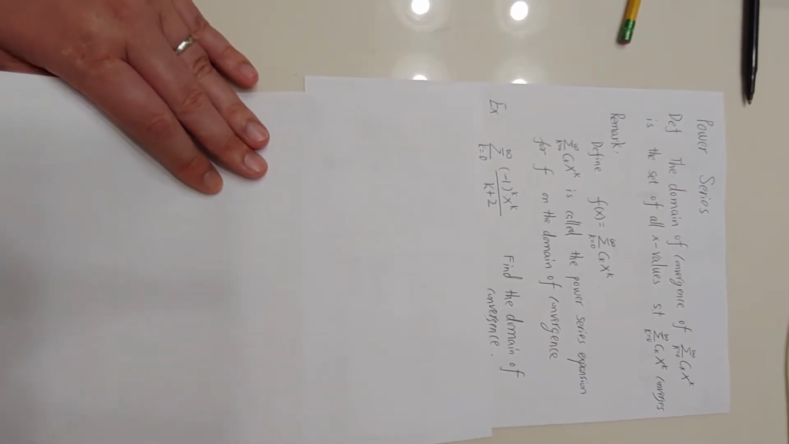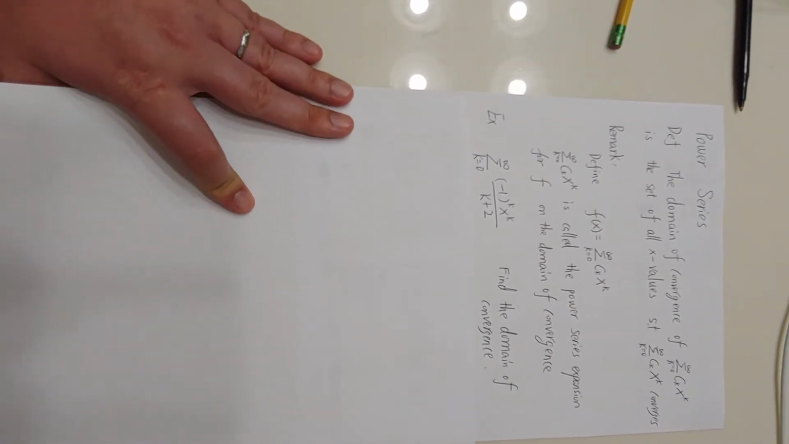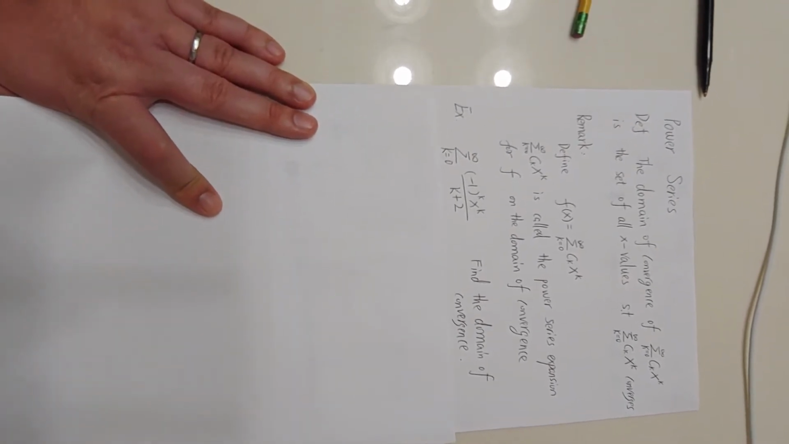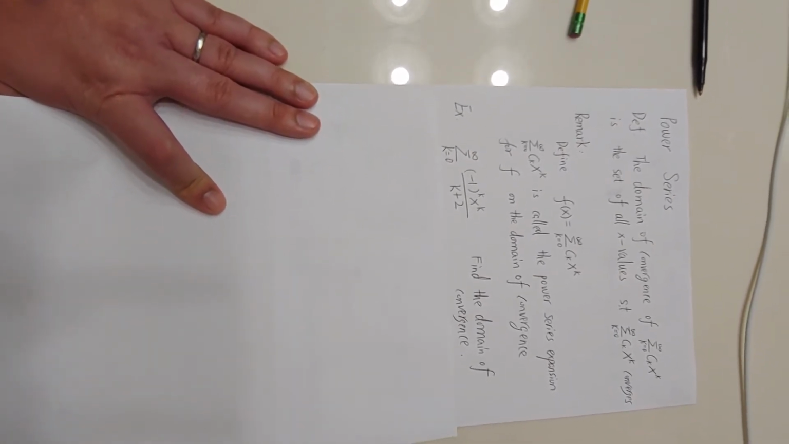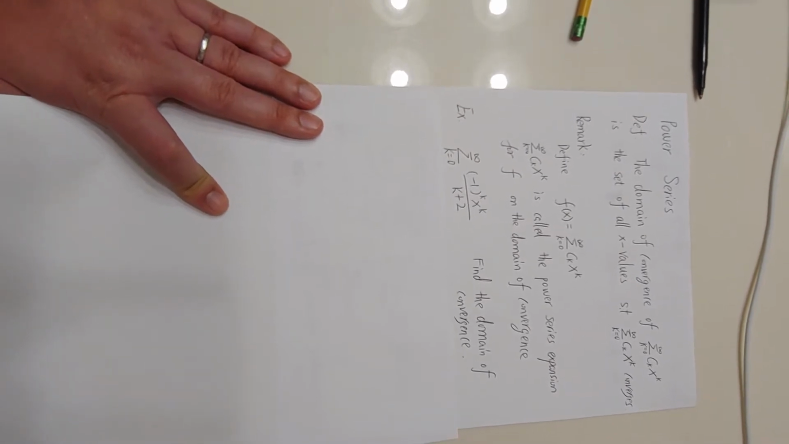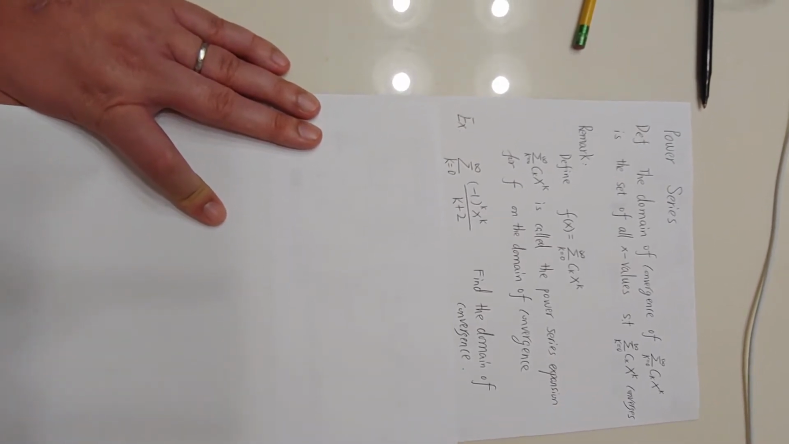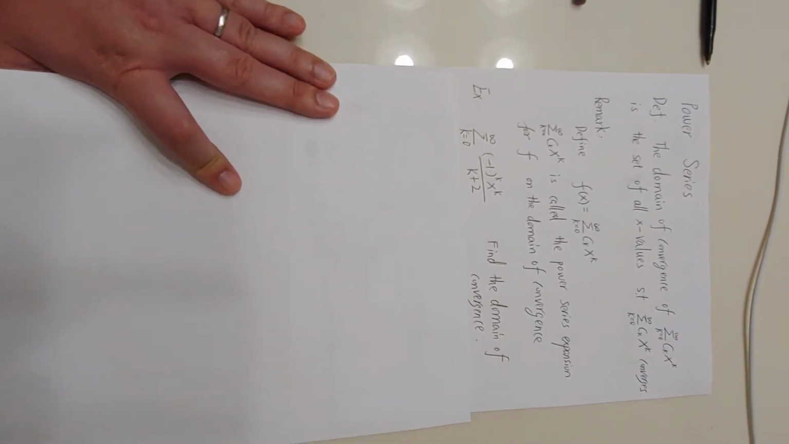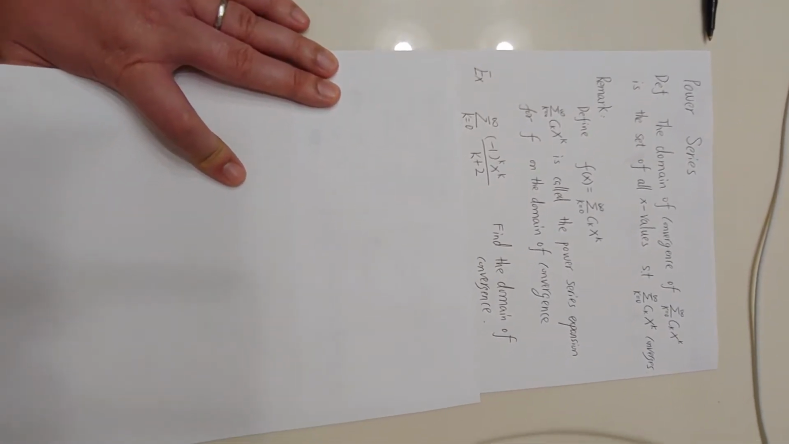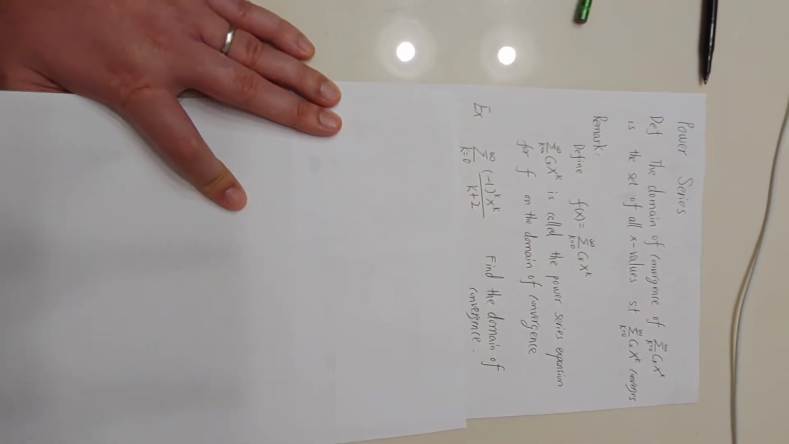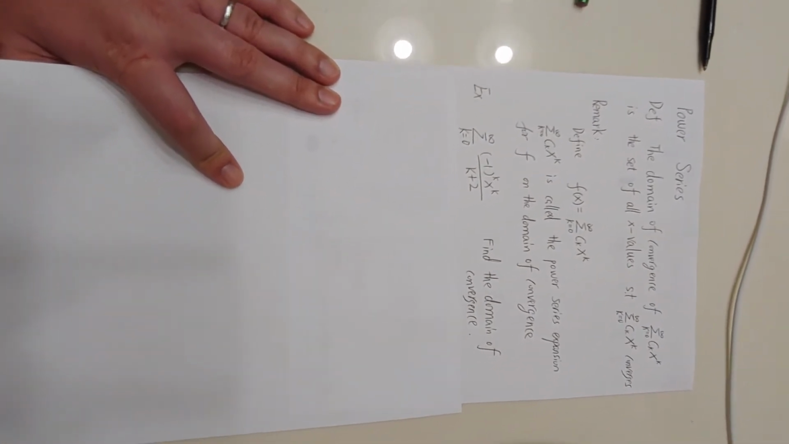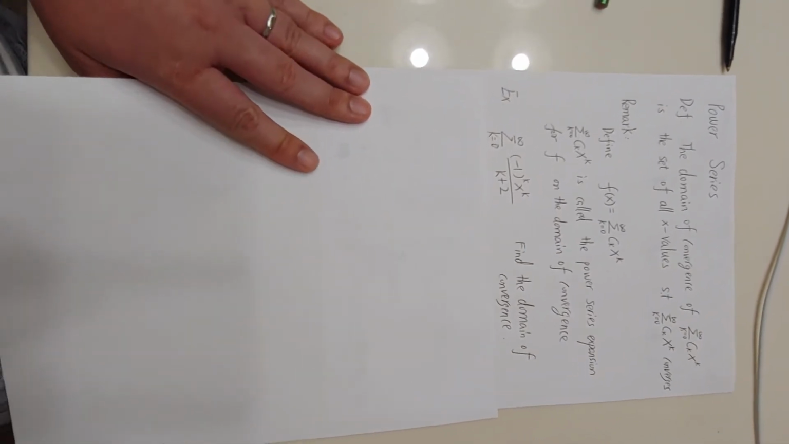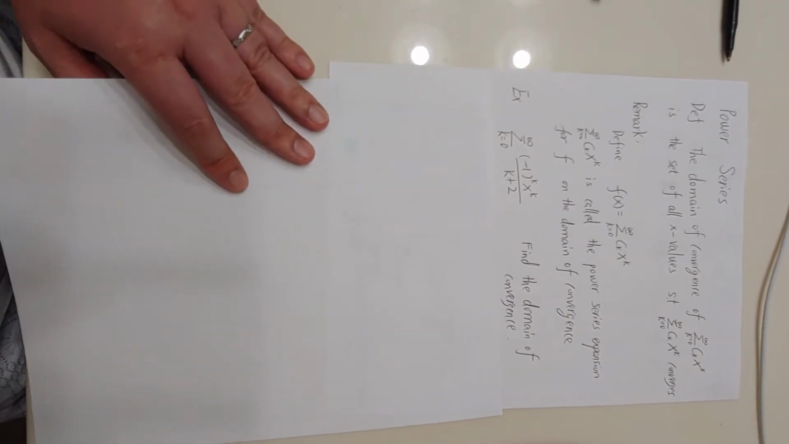So now let's look at one example. We are given a power series, which is the sum from k equals 0 to infinity of (-1) to the k-th power times x to the k over k plus 2. We want to find the domain of convergence. You should be very familiar with this kind of problem because we have learned it in Calculus 2 already. So now let's look at how we do that.